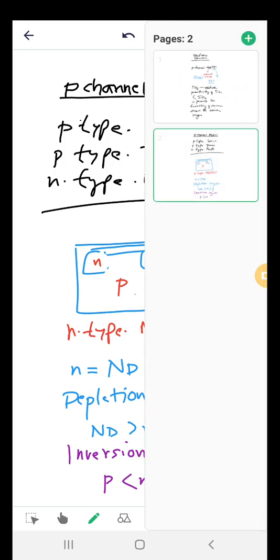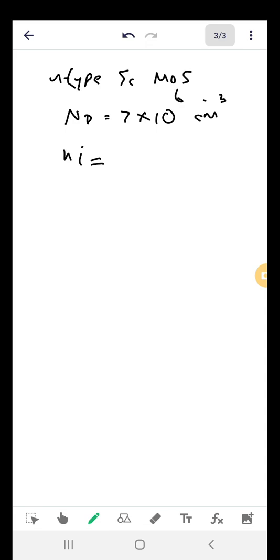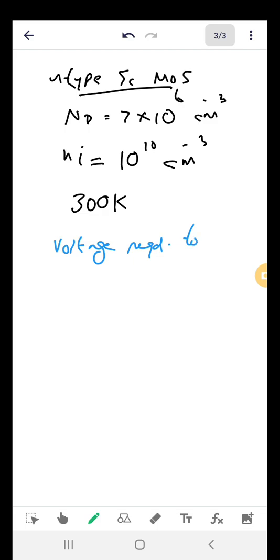So if we have an N-type MOSFET made up of silicon, and say the number of donors is 7 into 10 to the power 16 per centimeter cube, and the intrinsic carrier concentration is 10 to the power 10 per centimeter cube, and it is at room temperature 300 Kelvin, I ask you to find out the voltage required to make the surface intrinsic.